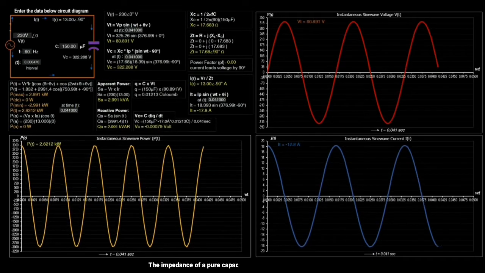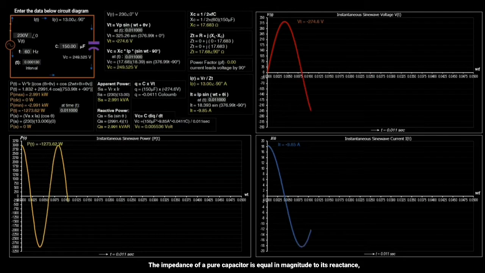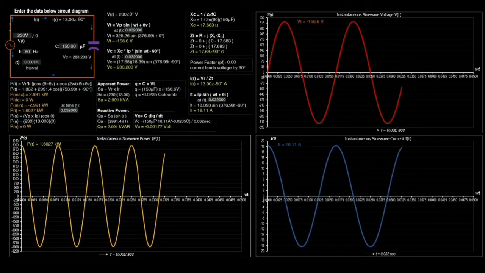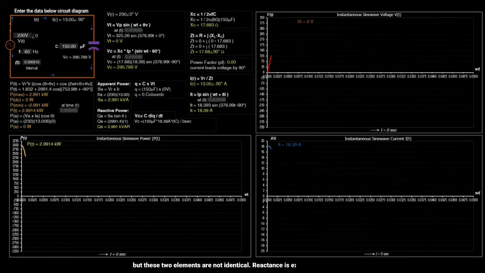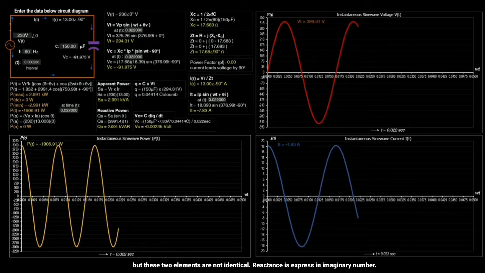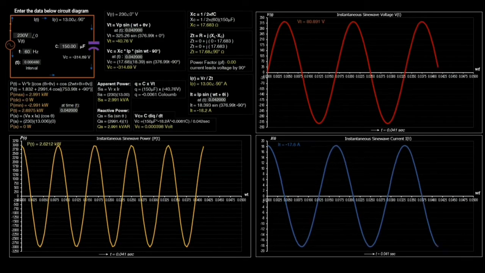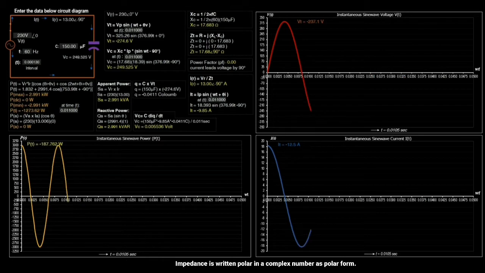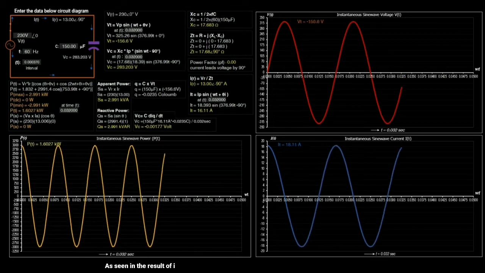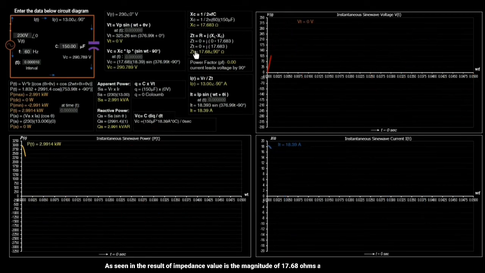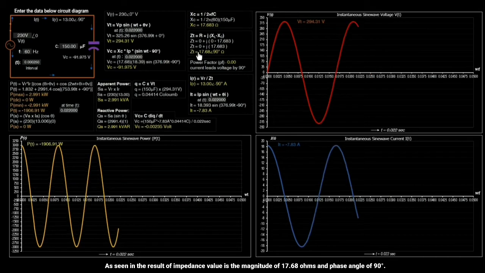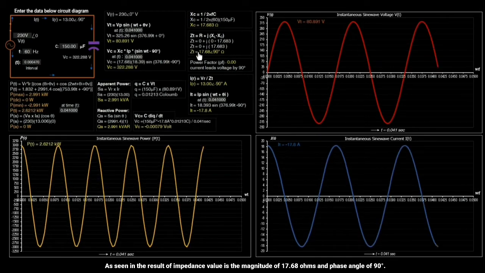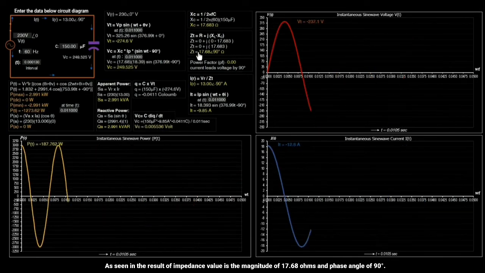What is the impedance in a pure capacitor? The impedance of a pure capacitor is equal in magnitude to its reactance, but these two elements are not identical. Reactance is expressed in imaginary number. Impedance is written in a complex number. As seen in the result, the impedance value is a magnitude of 17.68 ohms and a phase angle of 90 degrees.